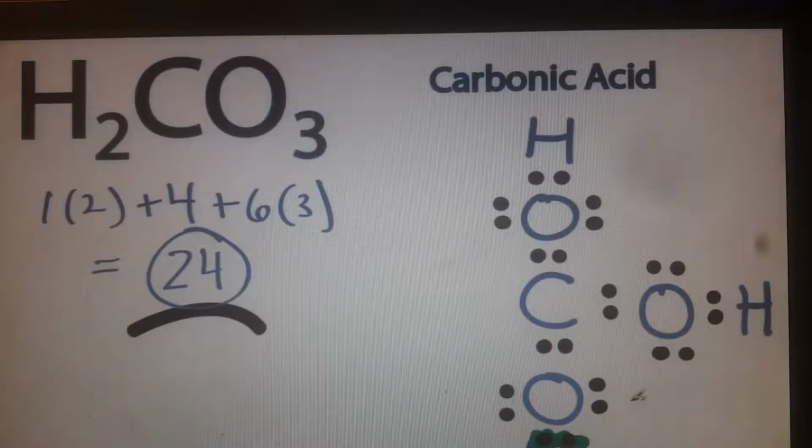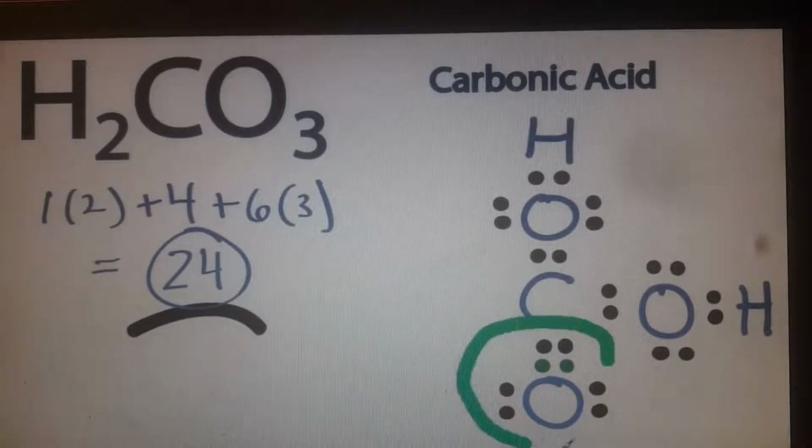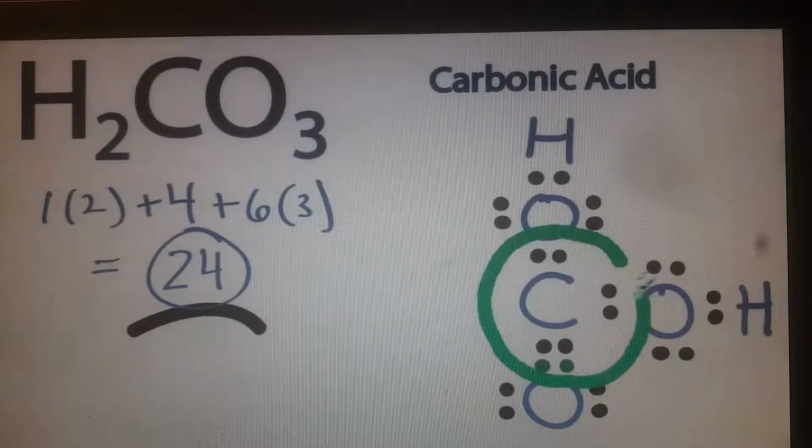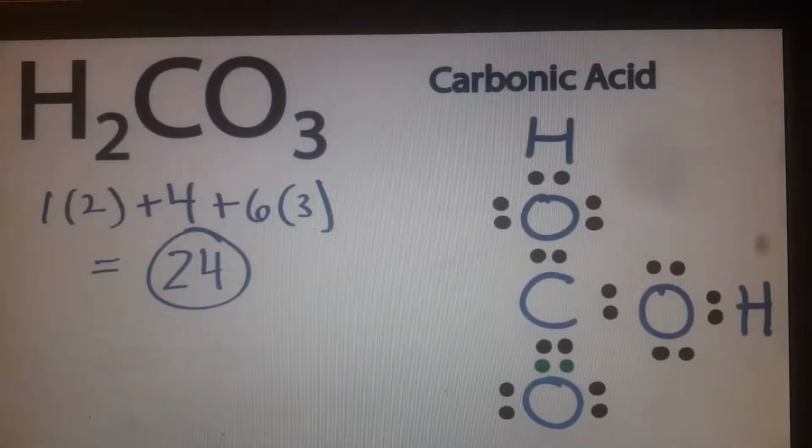What we can do is take 2 valence electrons from this oxygen and move them to the center and share them in a double bond. By sharing the valence electrons in that double bond, oxygen has 8 still, but now the carbon has 8, and we're still only using 24 valence electrons. So we've used all 24 valence electrons, and each of the atoms in H2CO3 has a full outer shell. So that's the Lewis structure for H2CO3.